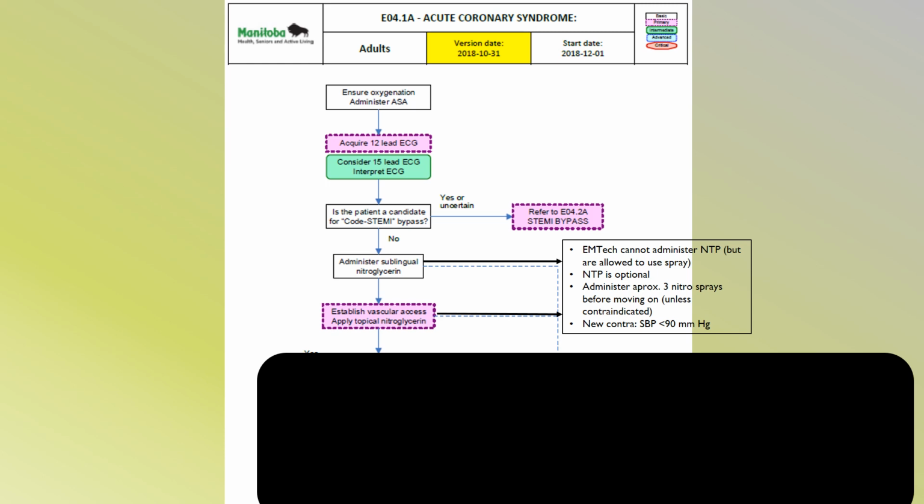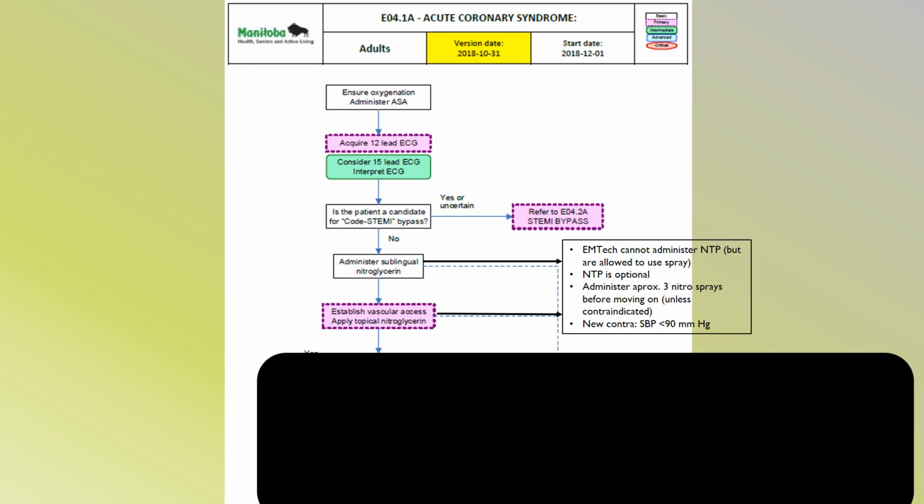What you won't find in this is how you actually move through the protocol. At what point do you move on? So generally accepted guidelines are that after about 3 sprays of nitro, if the patient still has pain that is unrelieved, you will then move on to an opioid. In PCP's case, you're now going to have the ability to administer intranasal fentanyl.